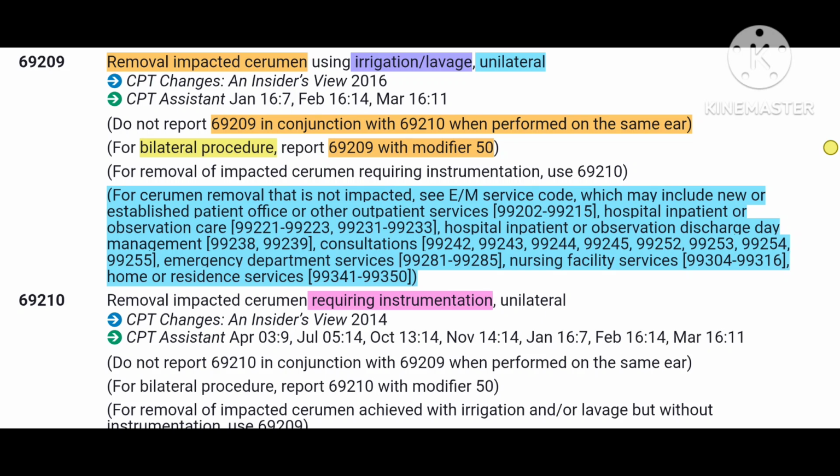Another important guideline is if both techniques are used. Sometimes the doctor will use irrigation and lavage first, and if it's not working out, the doctor will move on to instrumentation. In such a case, you cannot report both these codes. You have to report only 69210. That is the complex code. Report only that. Don't report 69209.